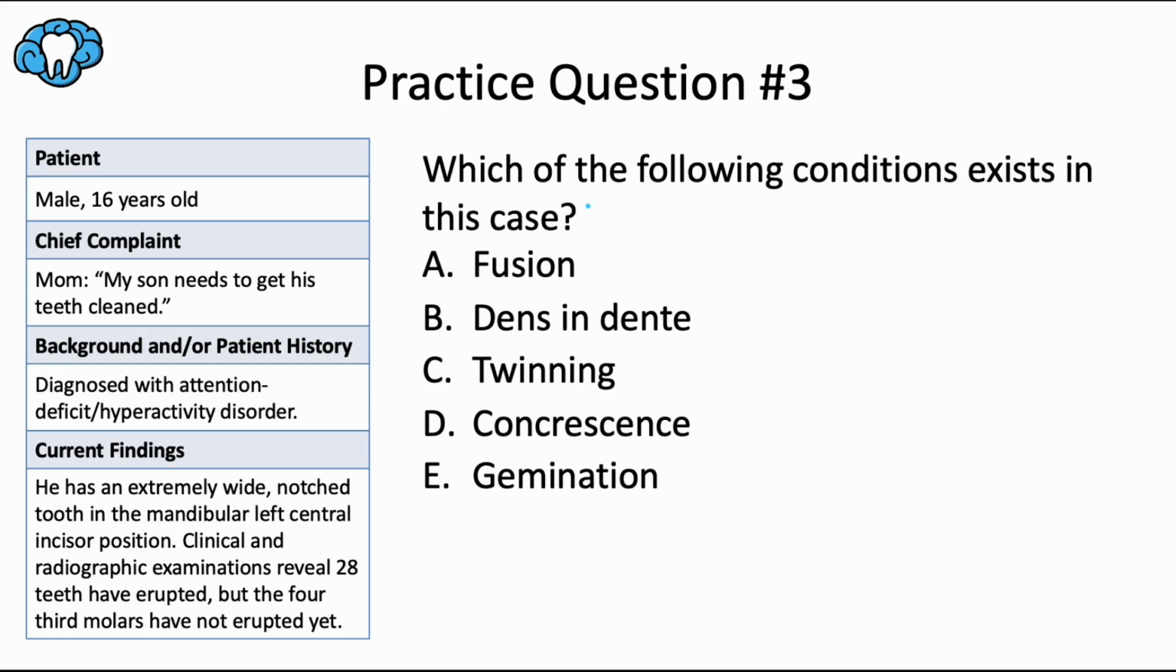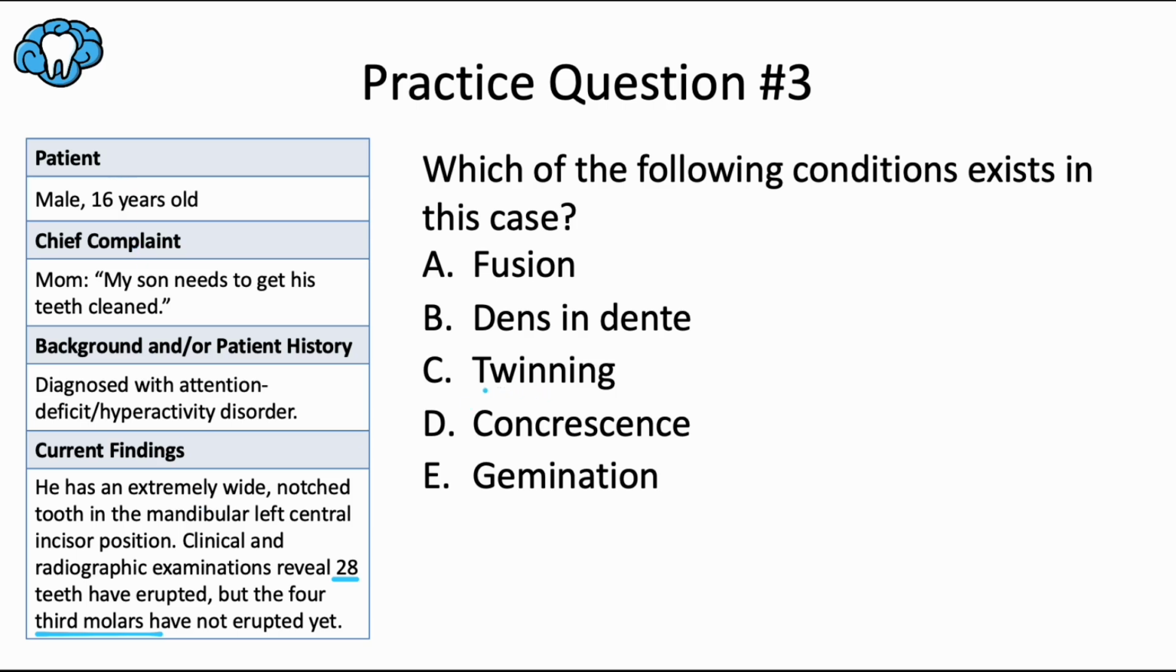All right, so once again, which of the following conditions exists in this case? So we have a patient with 28 erupted teeth, not including the third molars or wisdom teeth, which is exactly how many teeth we would expect in a normal dentition. So the 16-year-old patient has no missing or extra teeth.